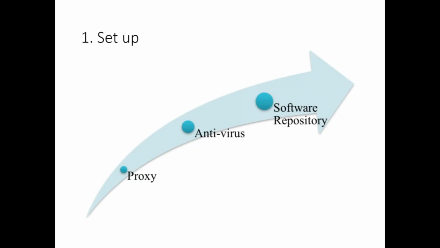And the third point is to configure the software repository, where you have to specify the network share where you're going to place all your exe and MSI packages. So these are the 3 important points under setup. Now let's dig into how to set this up.